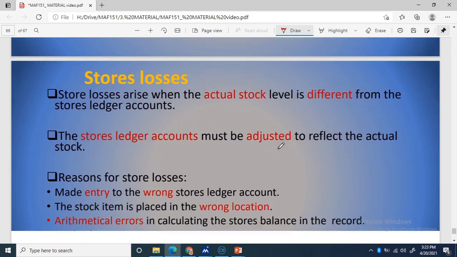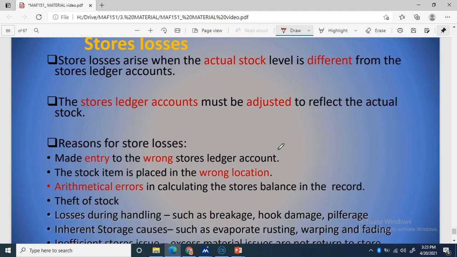Okay, so now we move to store losses. What are store losses? Store losses arise when the actual stock level is different from the store ledger account. Every stock movement you have to record in the store ledger account. At the end of the period when you have a stock take, that means you have to count the actual stock physically in the store. It may be different.